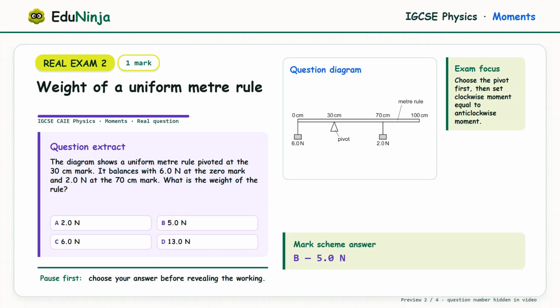The rule's weight acts at its center, 50 centimeters, so its moment arm is 20 centimeters. Taking moments about the pivot, 6 times 30 equals 2 times 40 plus the rule's weight times 20. The weight is 5 newtons, option B.